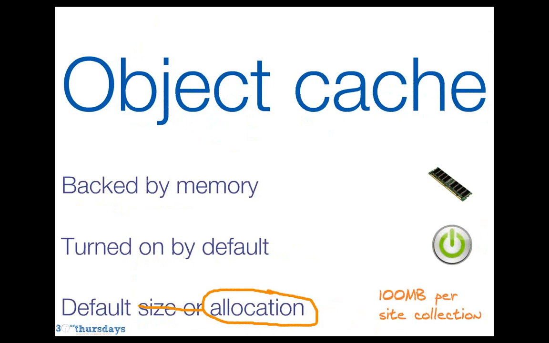Now, object caching is implemented in memory. It's data that gets stored in the memory of your web front ends, typically. This is turned on by default, so you're probably getting some benefit from it in your publishing sites whether you realize it or not. There's a default allocation of 100 megabytes per site collection. Now, it's not a 100 megabyte chunk that's immediately blocked off. It can grow to be up to 100 megabytes per site collection, and that is tunable.